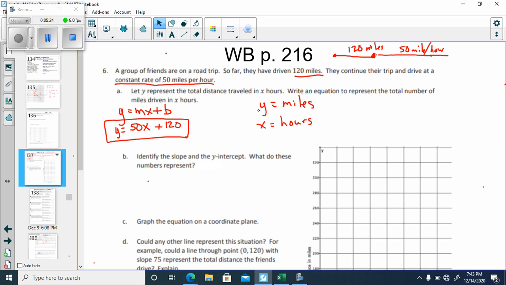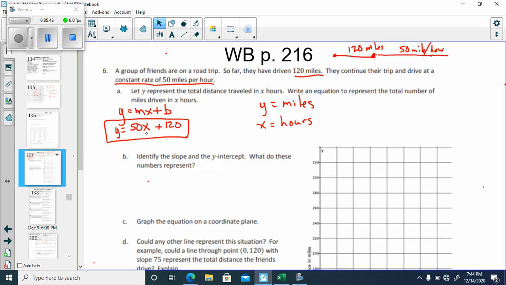Okay? Remember, 50 is miles per hour. x is the number of hours. So if you wanted to figure out how many miles you've gone in any given time, let's say you were talking about 1 hour. If I'm going 50 miles per hour, I'd say 50 times 1, which is 50, plus 120. That'd be 170 miles, wouldn't it?